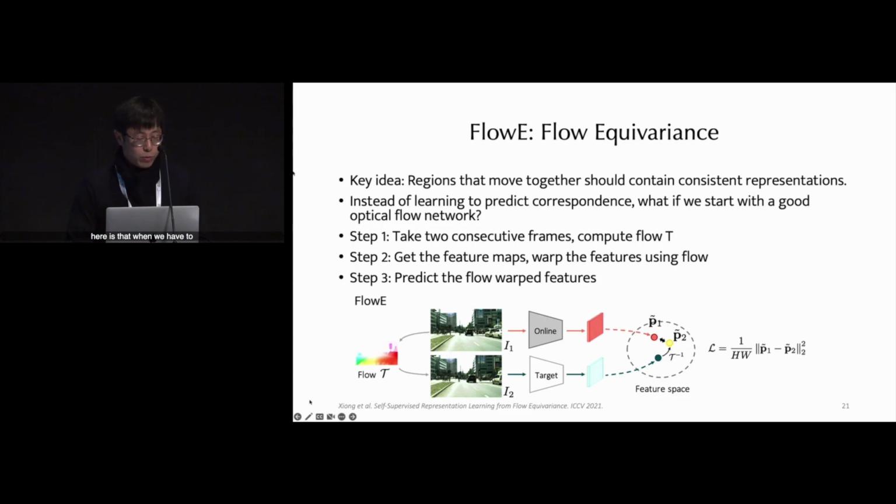The key idea here is that when we have two input frames, we can run an optical flow network, which is trained offline from simulation environments, to discover the movement of pixels, or the pixel correspondence between the two frames. And we follow this BYOL paradigm, where an online network and a target network each produce a dense spatial representation over spatial locations. The training objective is simply that we transform one representation using the input optical flow to another space, and then we use a normalized mean square error loss to train the network to learn good representations. So the idea is very simple. It basically says that regions that move together should contain consistent representations.